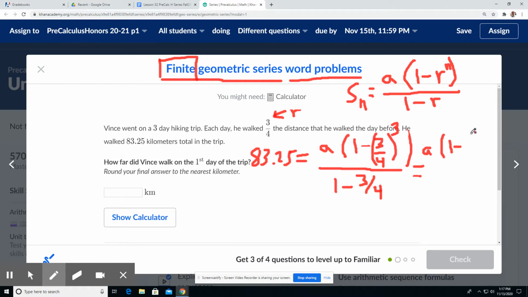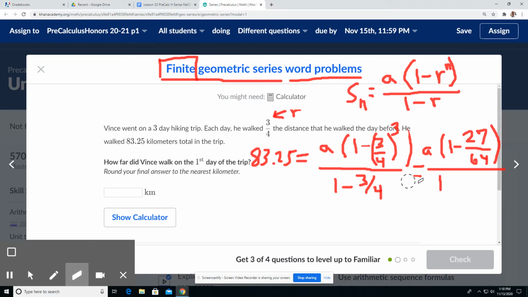So that's 3 times 3 times 3 is 27. 4 times 4 is 16, times 4 is 64. 16 times 4, checking right now, 64 is correct. All over 1 minus 3/4, which is 1/4.